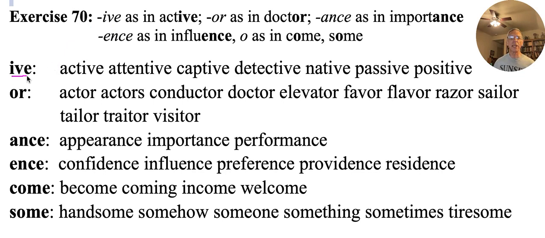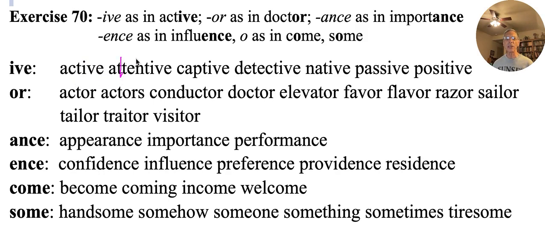Let's take a look at these endings. We're going to be studying IVE. The first word is active. An active person likes to run around. Notice this E here does not make the I say its name. One reason is that E is basically there because you cannot end an English word in a V. You just can't do that. That's just a rule, and so they have to put the E there. So the E is not there to make the I long. So it's not active, it's active.